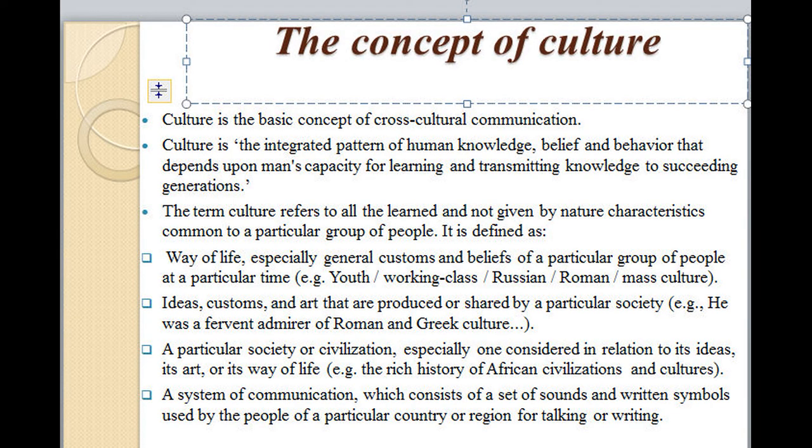The concept of culture. Culture is a basic concept of cross-cultural communication. Culture is the integrated pattern of human knowledge, belief, and behavior that depends upon man's capacity for learning and transmitting knowledge to succeeding generations. The term culture refers to all the learned and not given by nature characteristics common to a particular group of people. It is defined as way of life, especially general customs and beliefs of a particular group of people at a particular time, ideas, customs, a particular society or civilization, a system of communication.